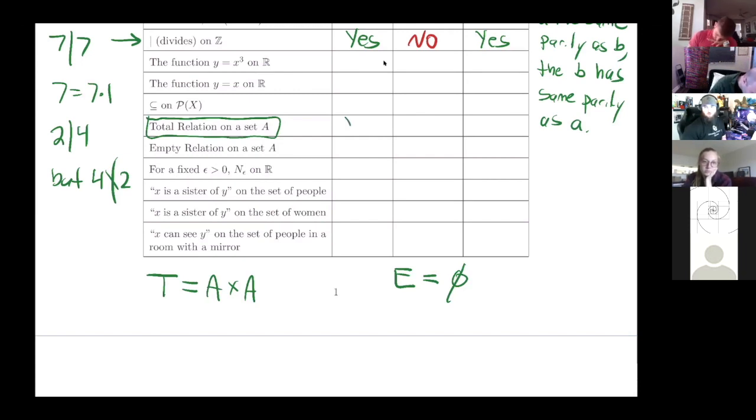So this total relation is going to be yes on everything because everything is related to everything else. So we're not going to worry about symmetric, transitive, reflexive, since everything is going to be related to everything else. So this is true, no matter what the set A is.